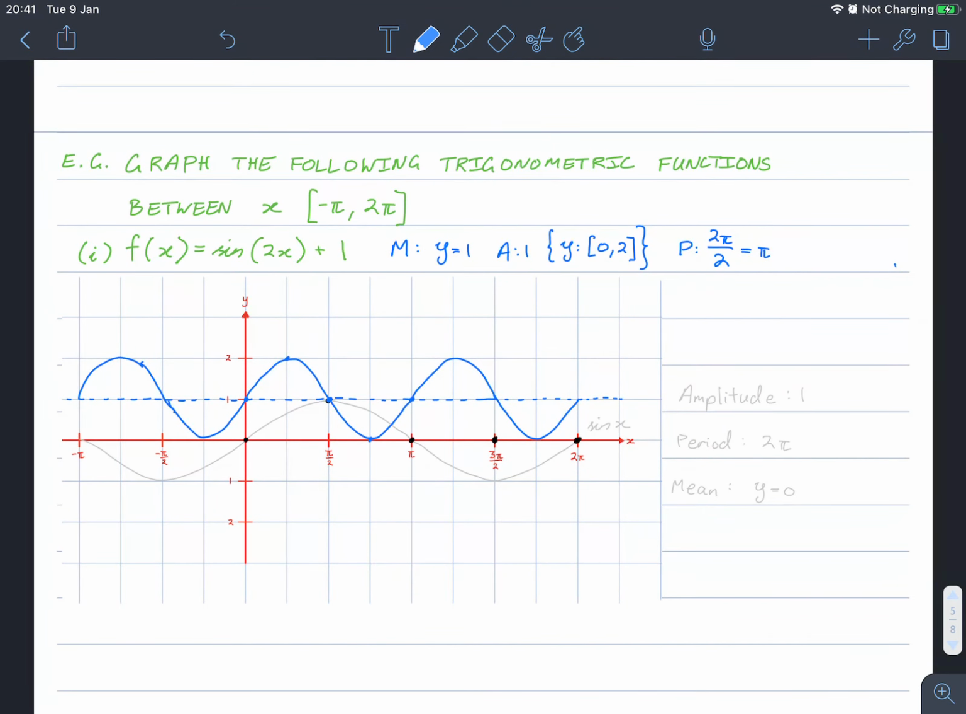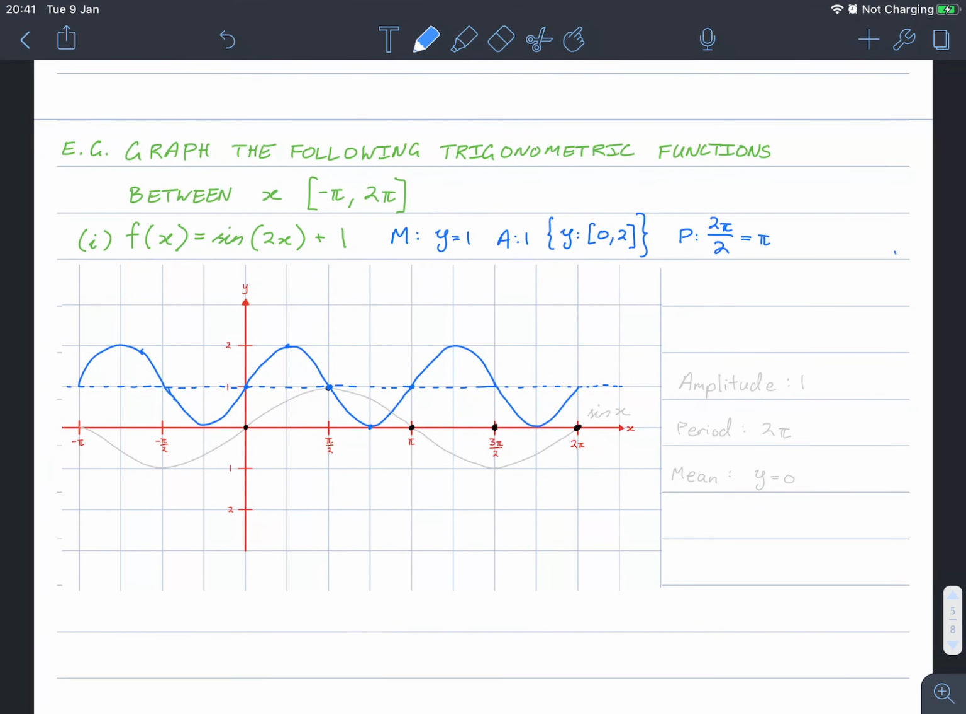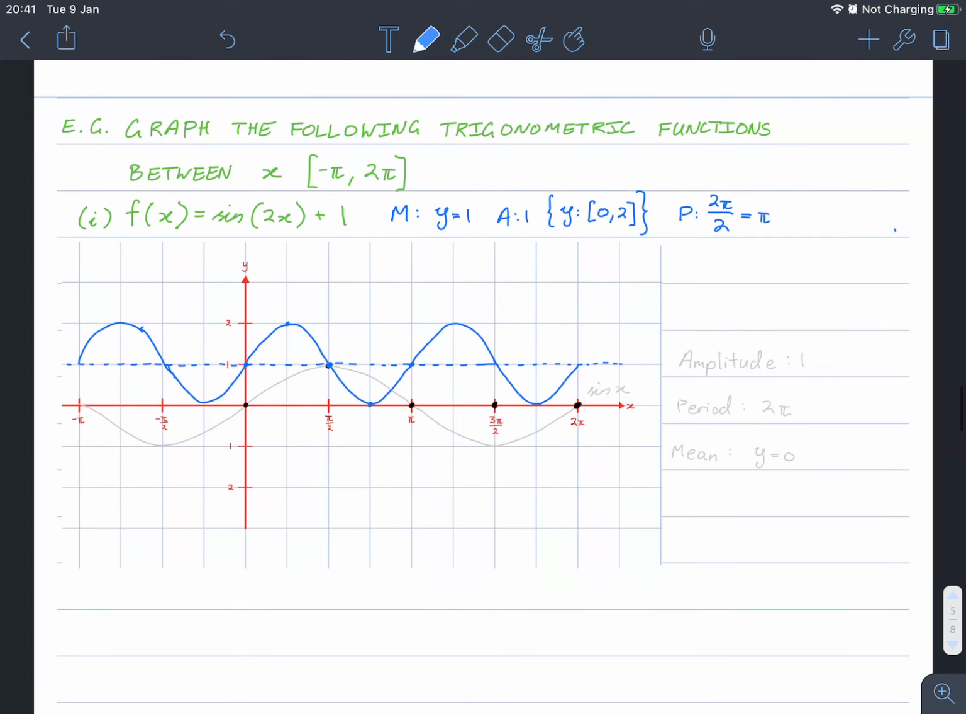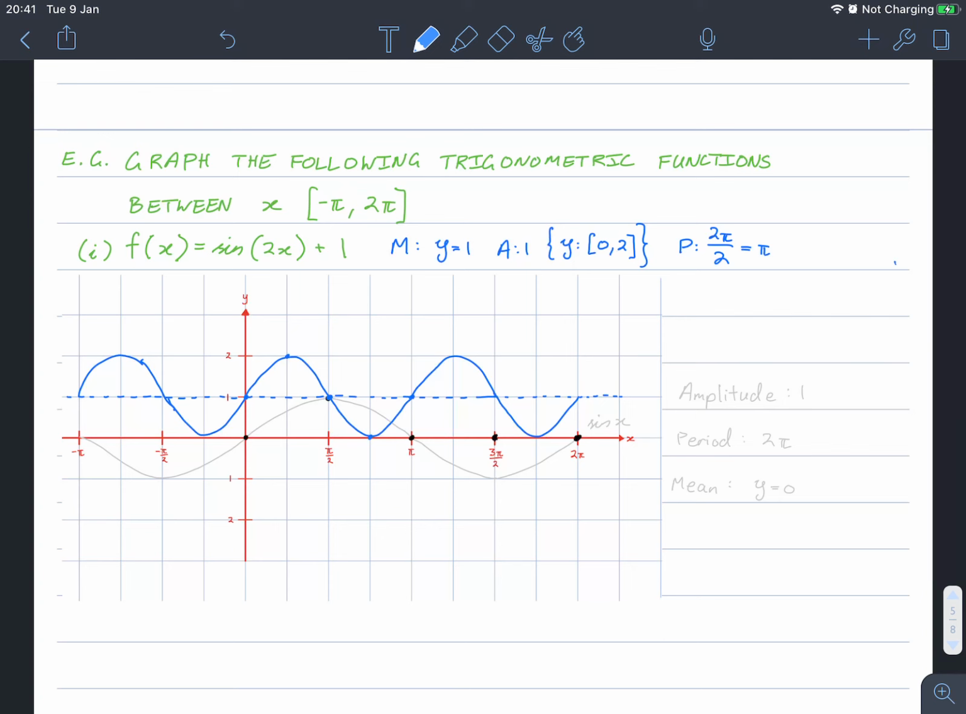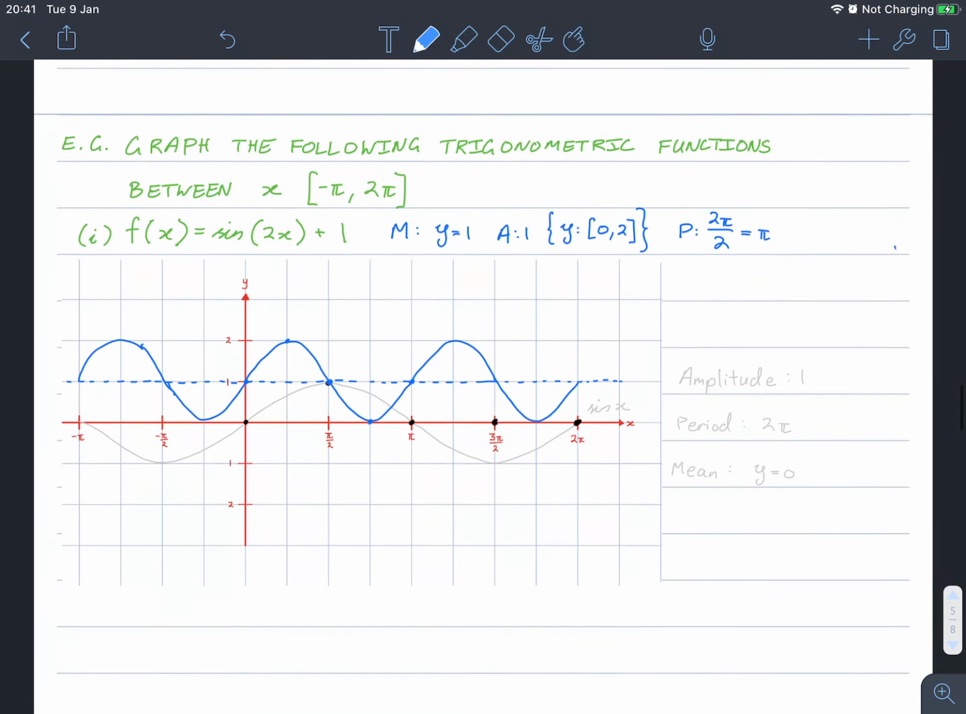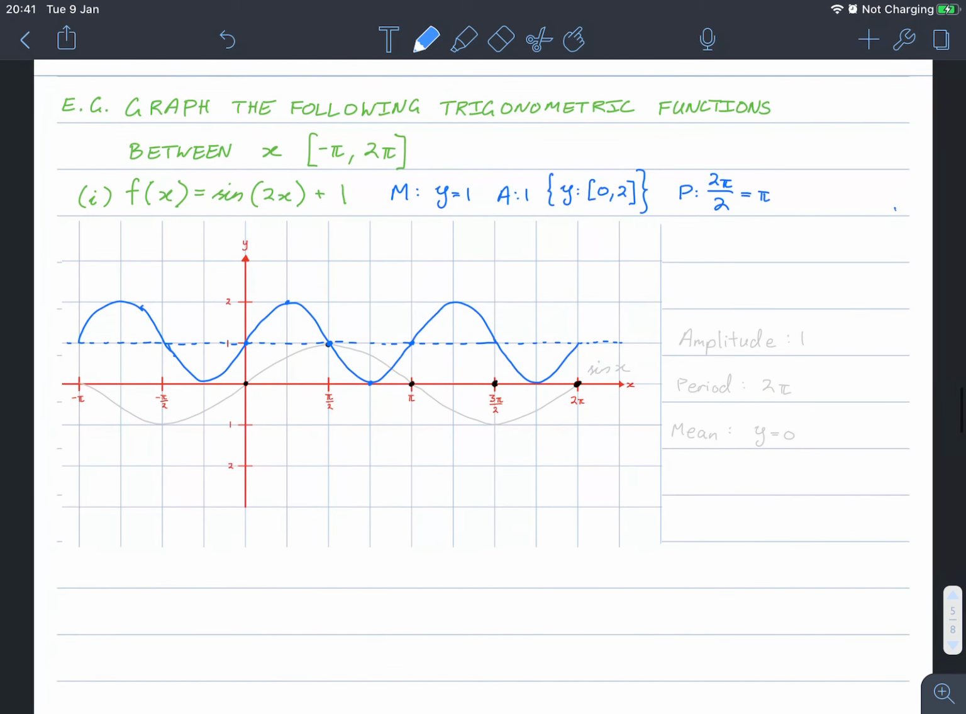So this is only a sketch, but I hope that gave you an insight into graphing sine of 2x plus 1. And I hope you can take on your knowledge from this to different graphs of sine of x.